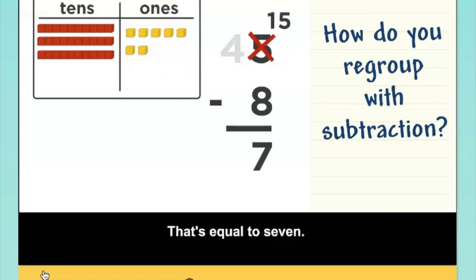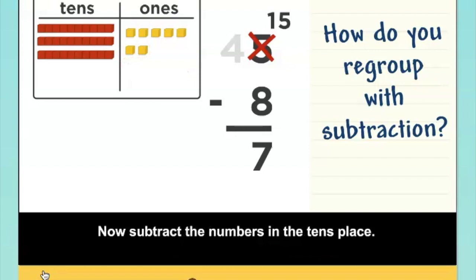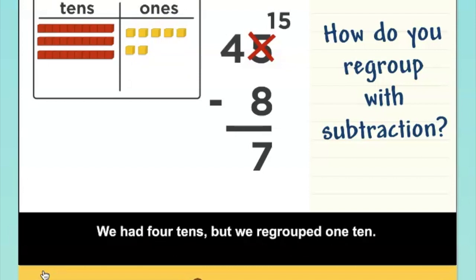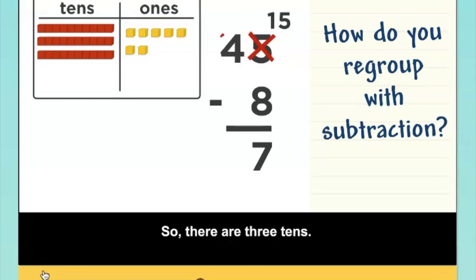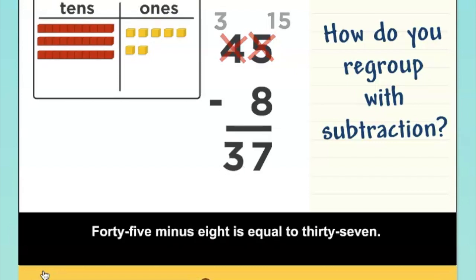That's equal to 7. Now subtract the numbers in the tens place. We had 4 tens, but we regrouped one 10. So there are 3 tens. 45 minus 8 is equal to 37.